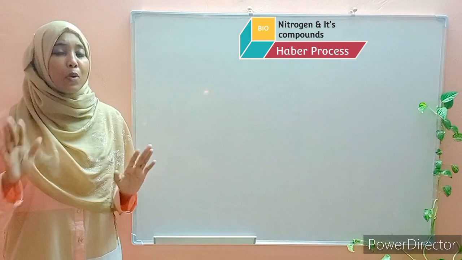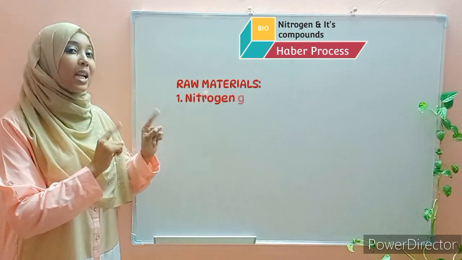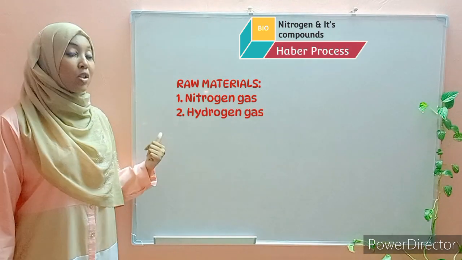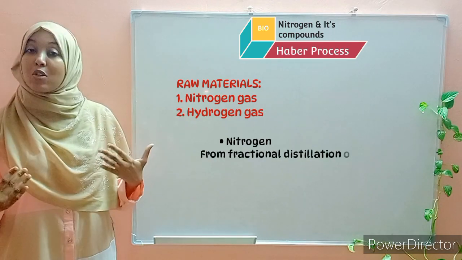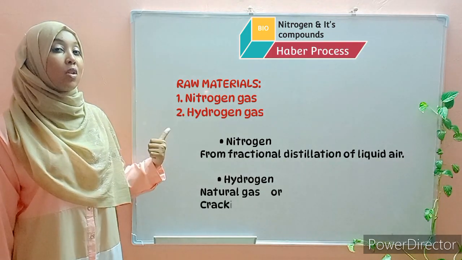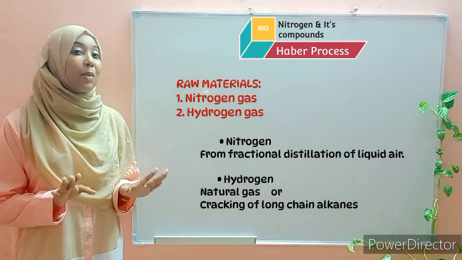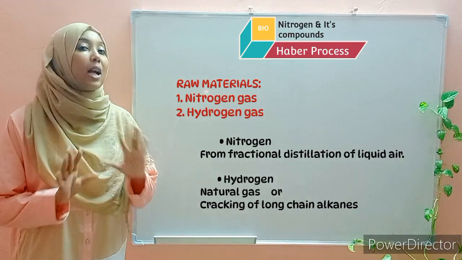So if you want to produce ammonia gas, you're going to need two gases, specifically nitrogen gas and hydrogen gas. Now, where are these two gases obtained from? Nitrogen, of course, is easy. This is simply obtained from the air. The reason is because nitrogen is the main component of air. So the source of nitrogen is fractional distillation of liquid air. What about hydrogen? Hydrogen can be obtained either from natural gas or from cracking of long-chain alkanes.